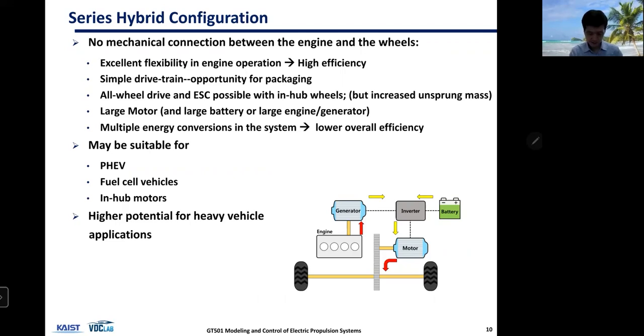For instance, there's no mechanical connection between the engine and the wheels. Excellent flexibility in engine operation, which leads to high efficiency. Simple drivetrain opportunity for packaging. All-wheel drive, if you like. So, distributed power source. And then there's large motor, multiple energy conversions in the system.